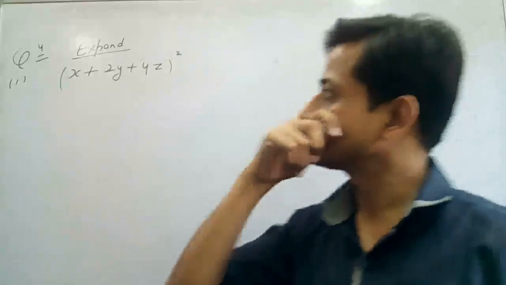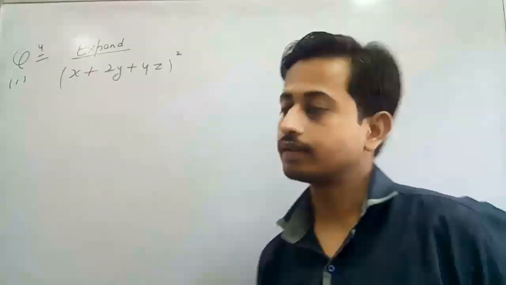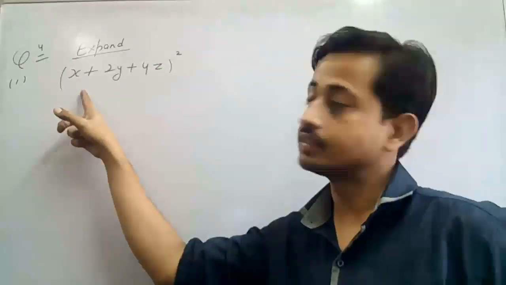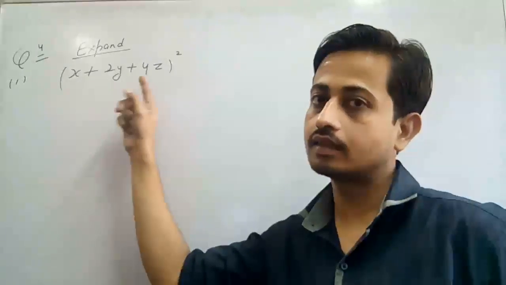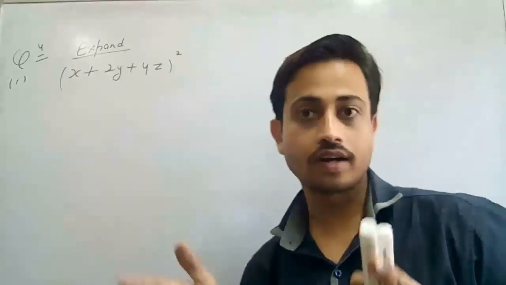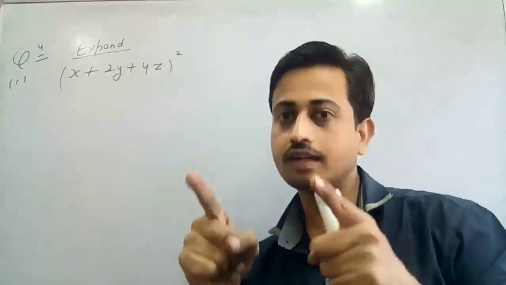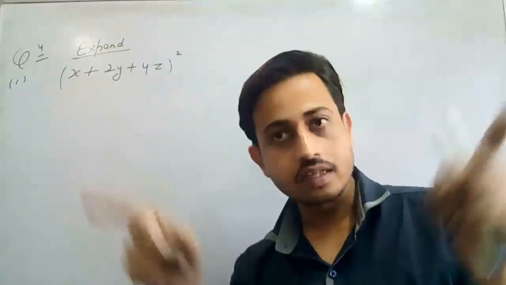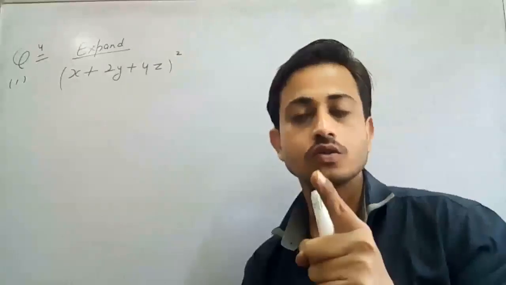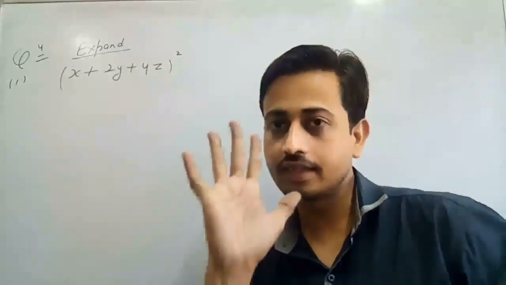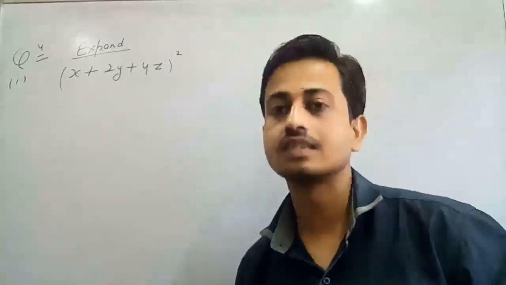Now look at question number 4, part 1. This is first, second, third, whole square. It matches with identity number 5. If you get three terms in a whole square, then you have to apply identity number 5. What's the identity?